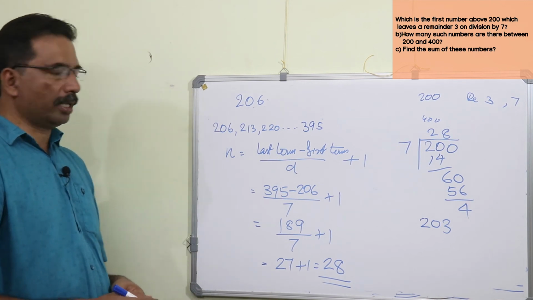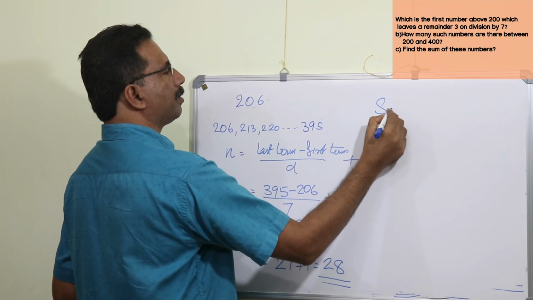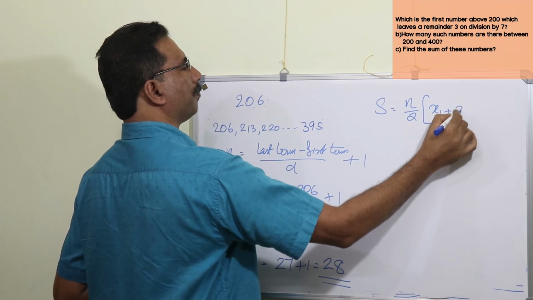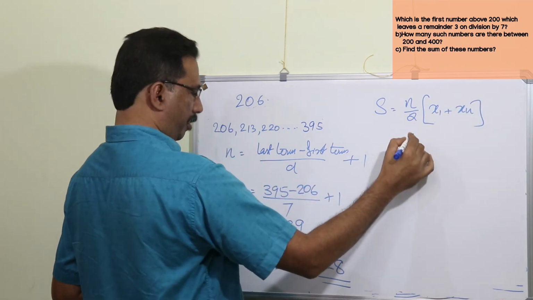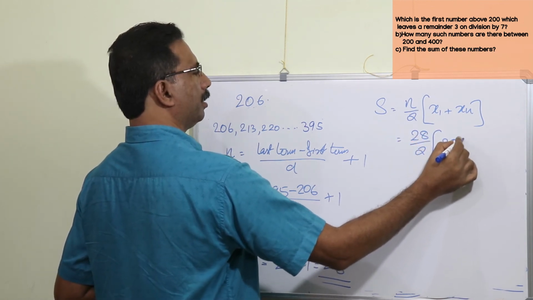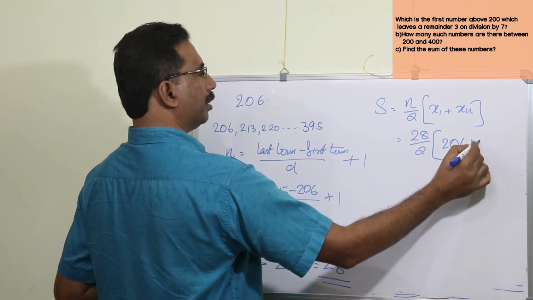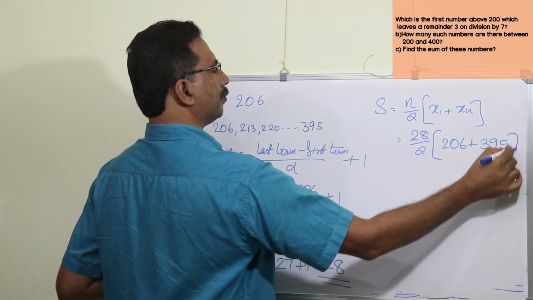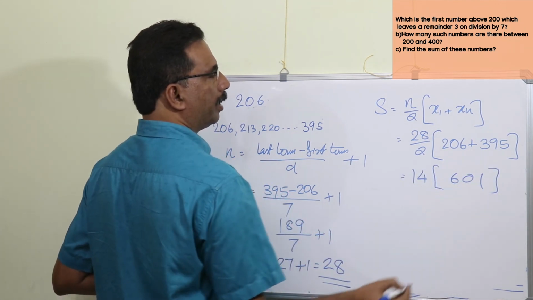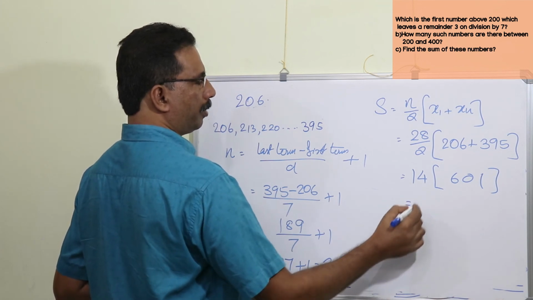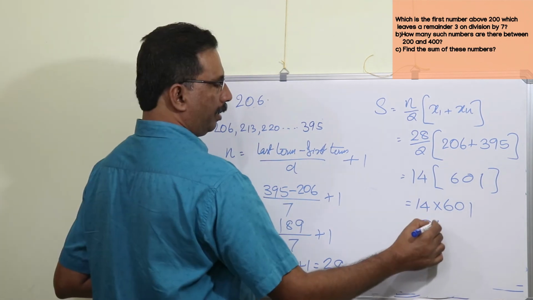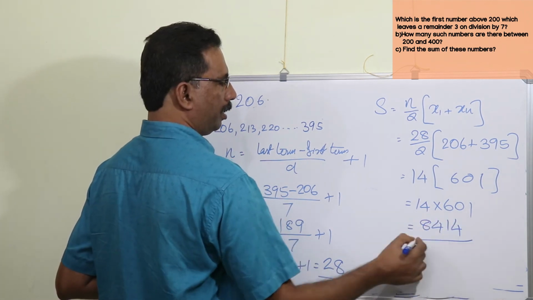ഇങ്ങനെയുള്ള 28 ടേംസ് ഉണ്ട്. Now we have to find out the sum. Sum S is equal to n by 2 into first term plus last term. Here number of terms is 28. 28 by 2 into first term 206 plus last term 395. അപ്പം 14 ഇൻറ്റു 601. 14 ഇൻറ്റു 601. 14 ഗുണിച്ചാൽ കിട്ടുന്നത് 8414.